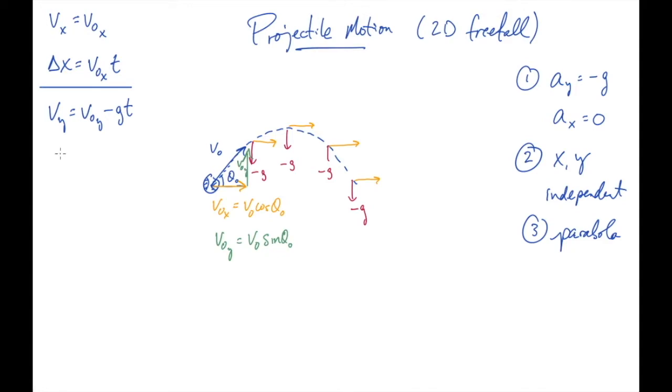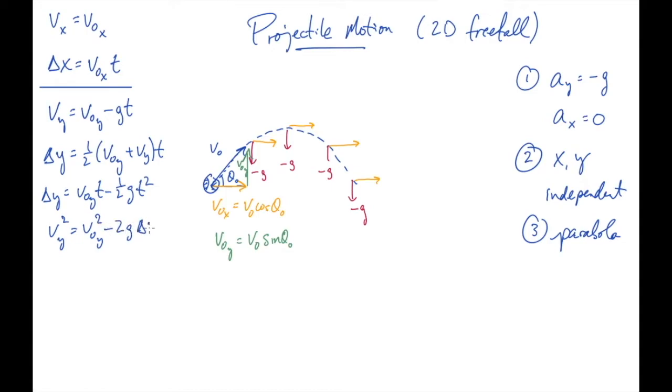All right, then the next two equations tell us about delta y, the vertical displacement. We have this one, and then this one, and then the time-independent one. Okay, so we have those four equations that tell us what's happening in the vertical direction. Those are our kinematic equations as they apply to two-dimensional freefall, to projectile motion.